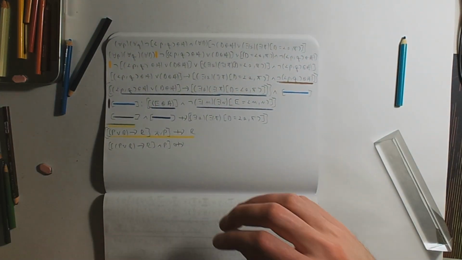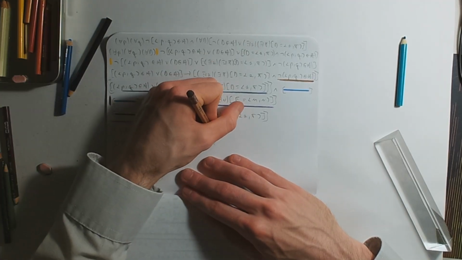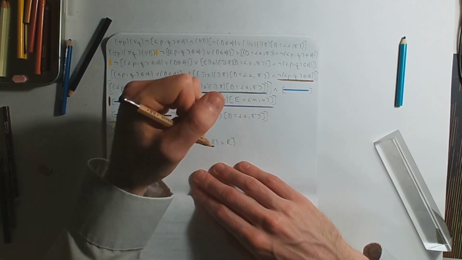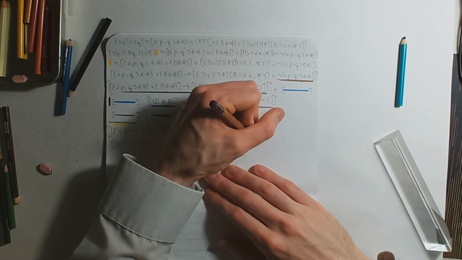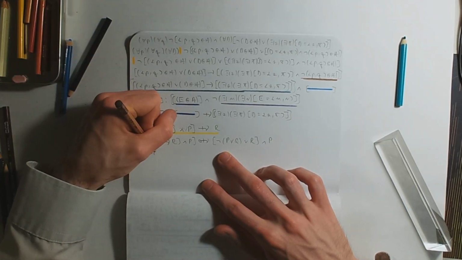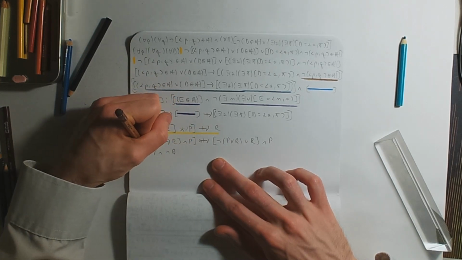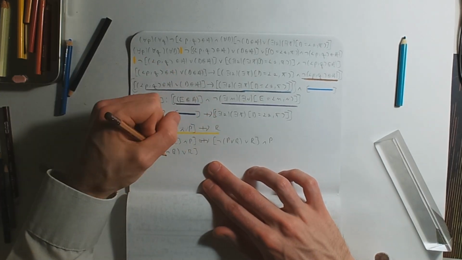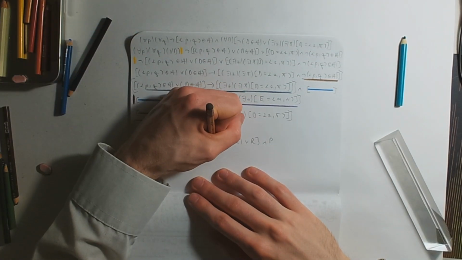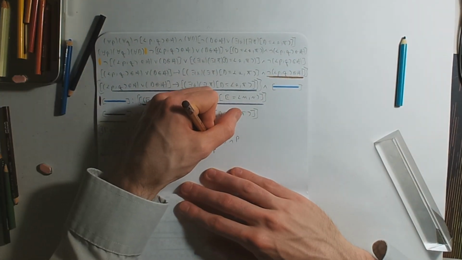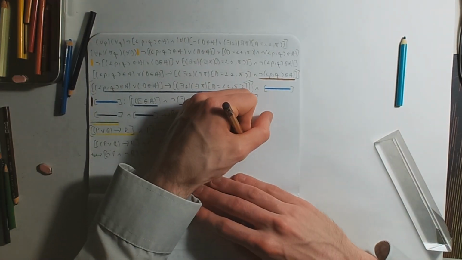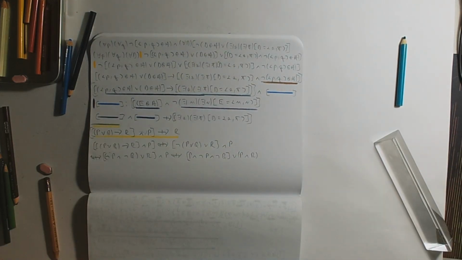which is interderivable with the expression not P or Q or R and P, which is interderivable with the expression not P and not Q or R and P. Okay, which is interderivable with the expression P and not P and not Q or P and R. Now, this is plainly a contradiction.